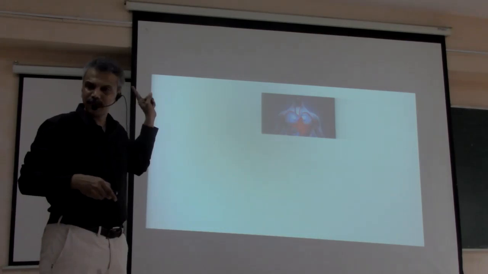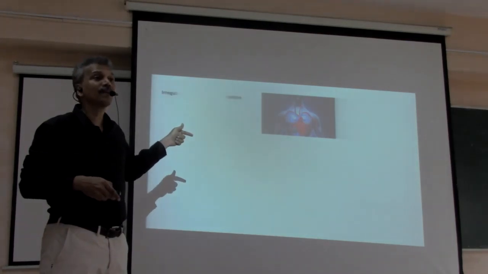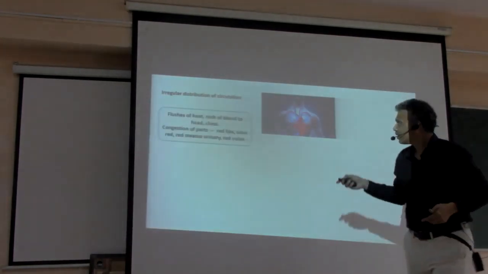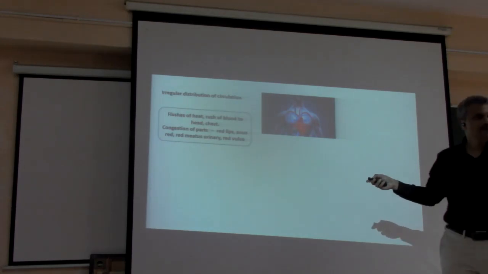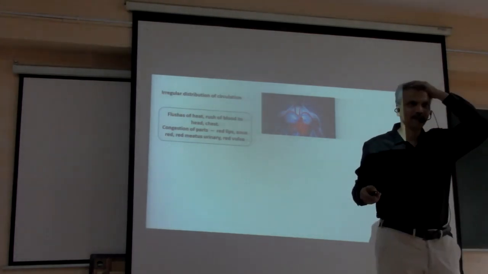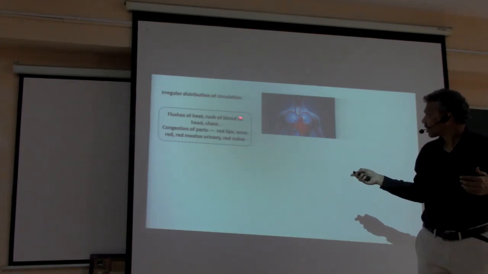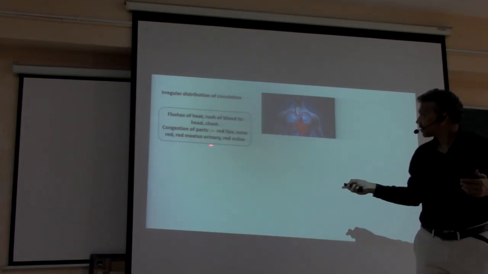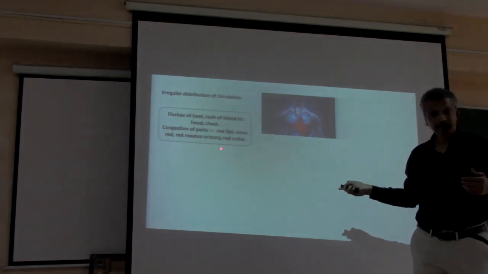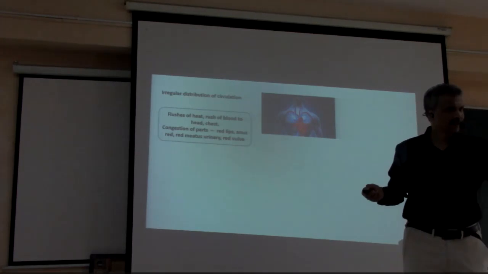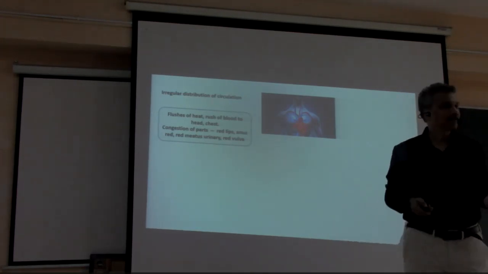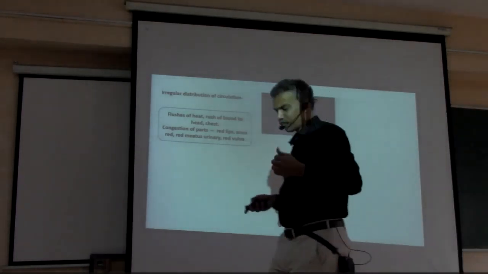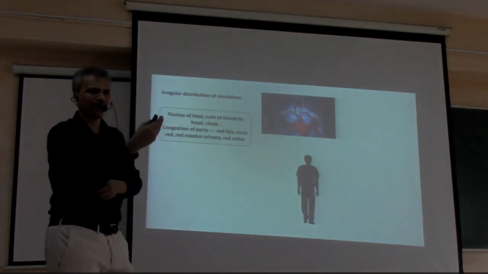Under sphere of action I told you, irregular circulation of blood or irregular distribution of blood. So this is what causes the scalp to become very hot. Hot flushes, rush of blood to the head, chest, congestion of the parts, red lips, red anus, red urinary bladder, red vulva. It is not red, it is because of congestion.